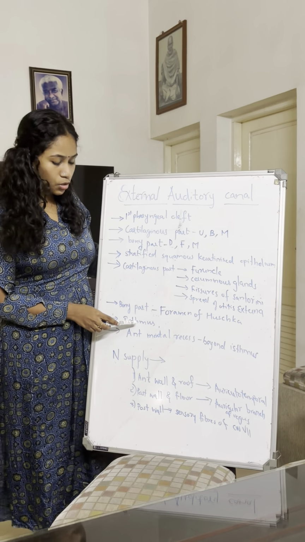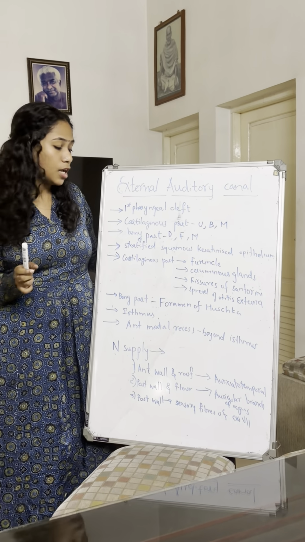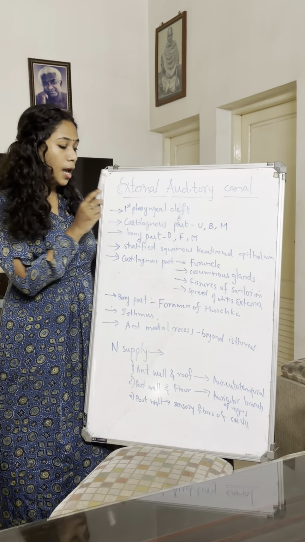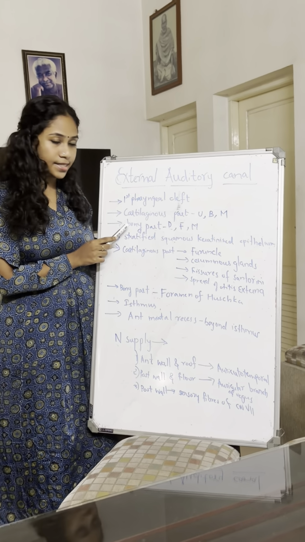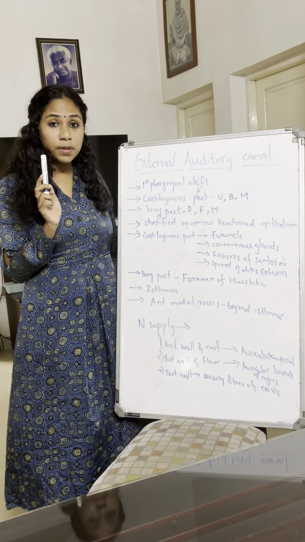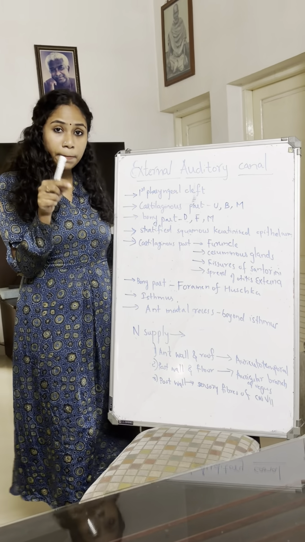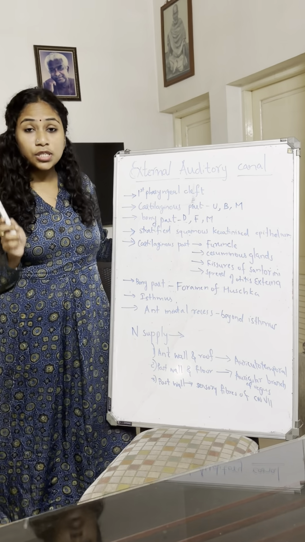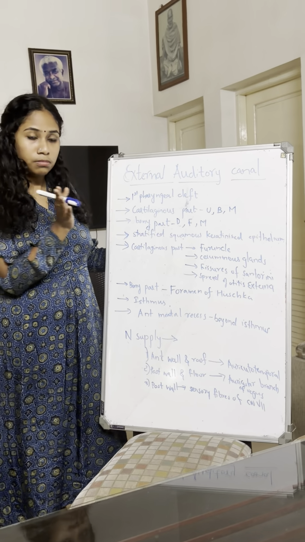Then coming to the isthmus. We know that anywhere in the body the isthmus is the narrowest part. So here also the isthmus is the narrowest portion of the external auditory canal, but we should not assume that it is present at the junction between the cartilaginous and bony parts. It is not present at that junction. It is present in the bony part, closer to the tympanic membrane. And the function of the isthmus is that it prevents spread of infection to the tympanic membrane or middle ear.